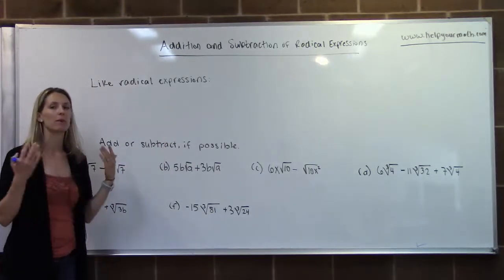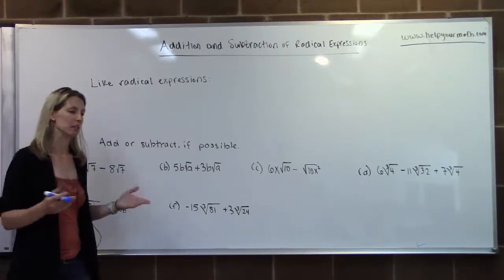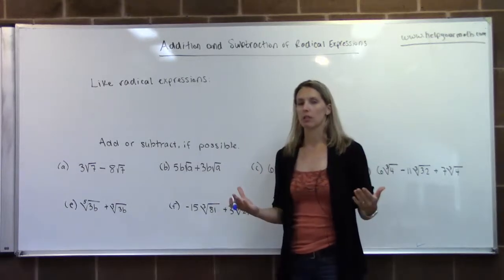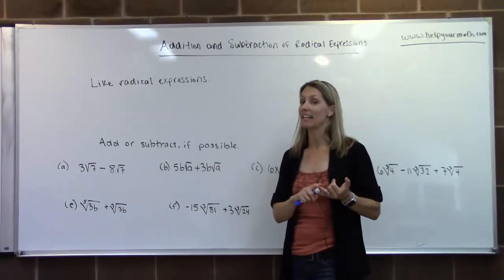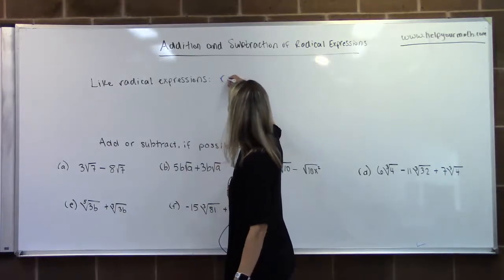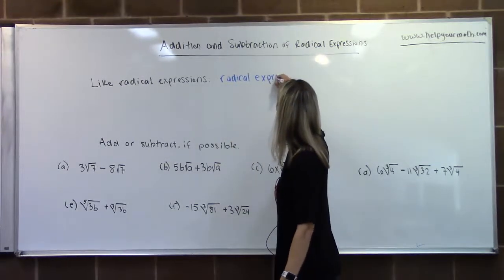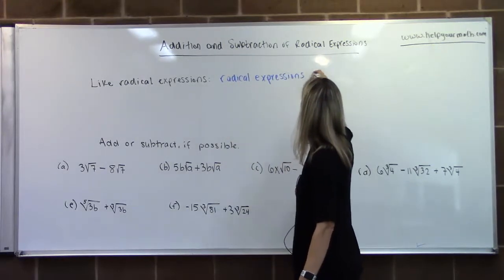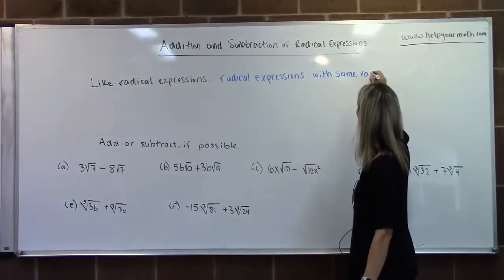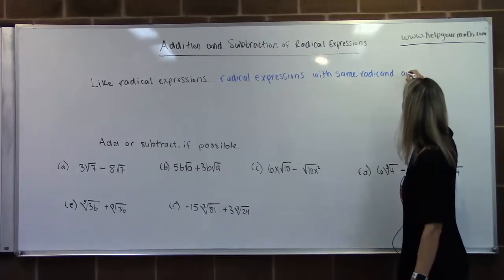So first, let's define what are like radical expressions, since it has to be like something else. Like radical expressions are expressions that have the same radicand and the same index. So these would be like radical expressions: radical expressions with the same radicand. Remember the radicand, that's what's underneath the radical, what's inside the radical, and the same index.